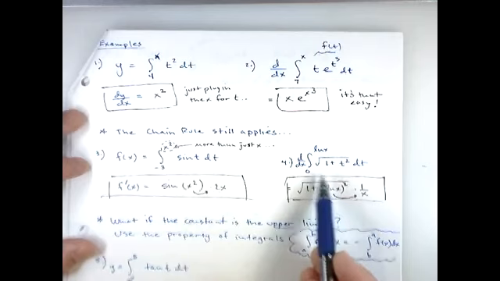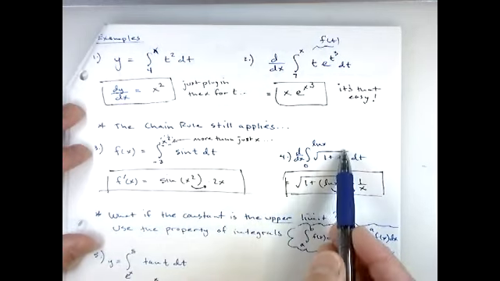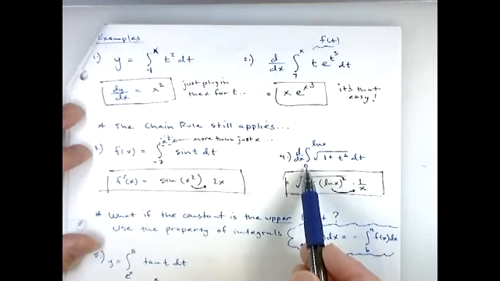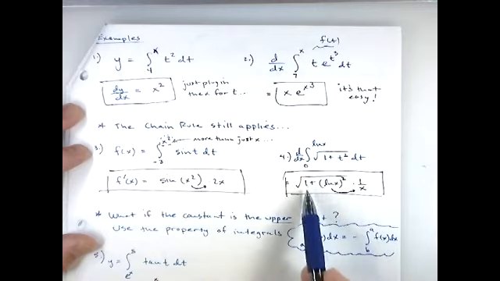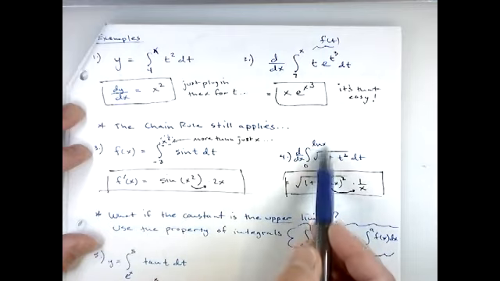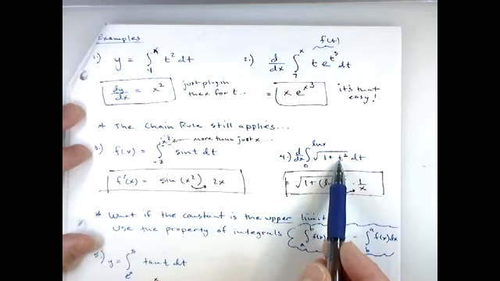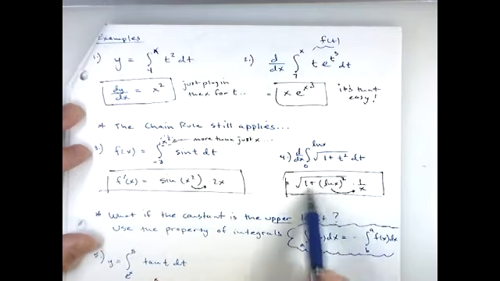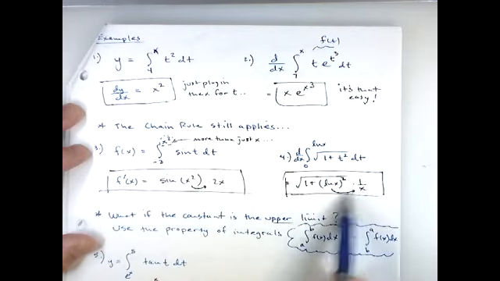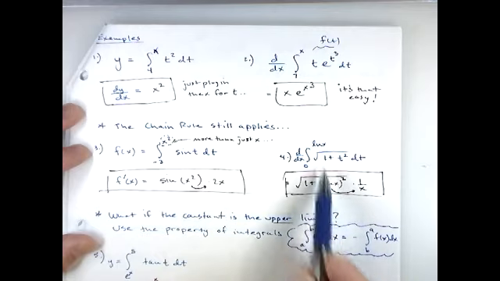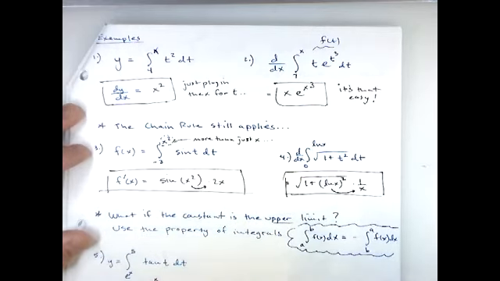Let's see another one. Derivative of the integral of the square root of 1 plus t squared evaluated from 0 to ln of x. That's more than just x, so I'm going to just replace that in my function, square root of 1 plus ln of x squared, multiplied by the derivative of ln of x, which is 1 over x.